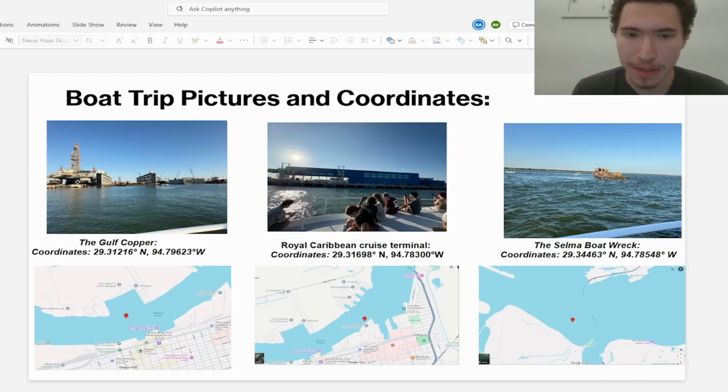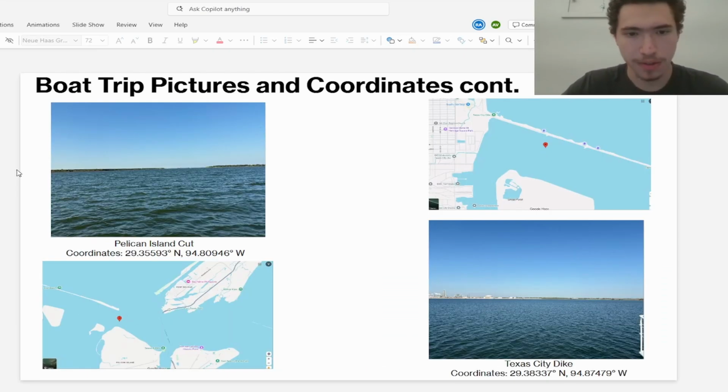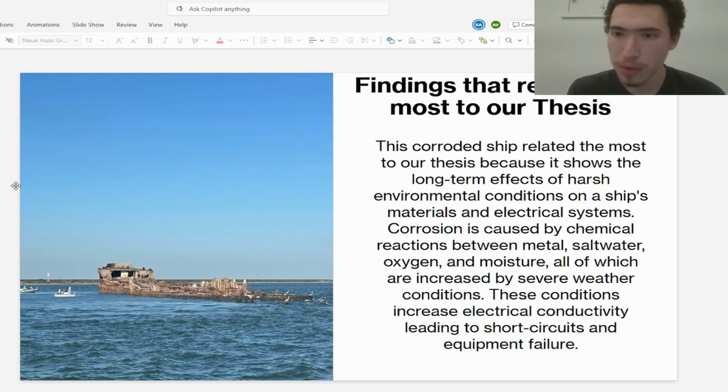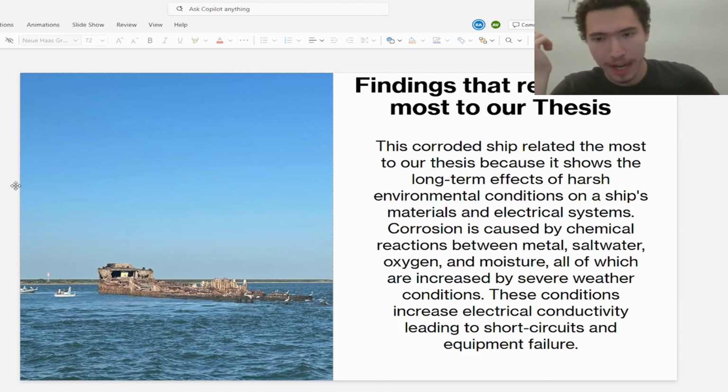We have our boat trip pictures and coordinates right here. We have the Gulf Copper, the Royal Caribbean Cruise Terminal, the Selma Boat Wreck, and the other two we have are Pelican Island Cut and Texas City Dike. And the finding that we found most related to our thesis was the corroded ship, because this shows the long-term effects of the harsh environmental conditions on a ship. And it shows that corrosion is caused by chemical reactions between metal, salt water, oxygen, and moisture, all of which are increased by severe weather conditions.